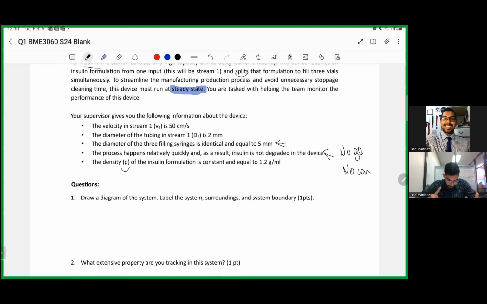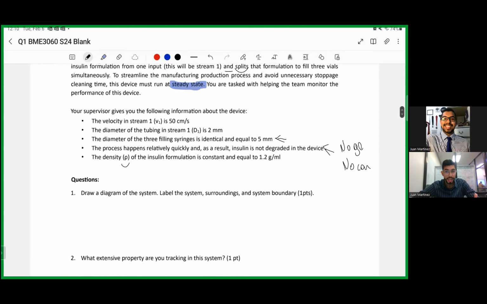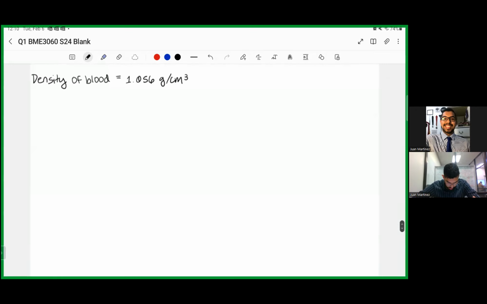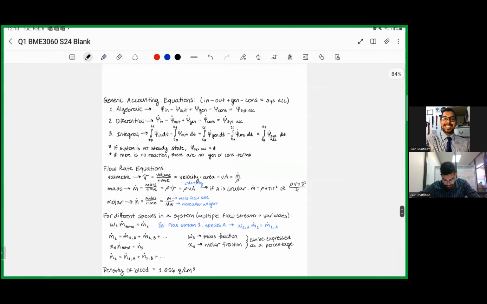I'm gonna pause here for a second, and I remind everyone to make use of something that is in Canvas, which I have here at the end, which is the equations.